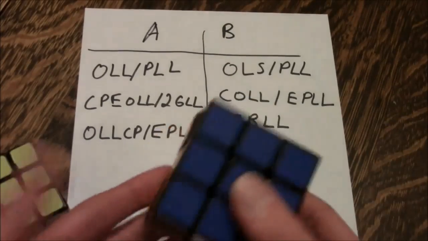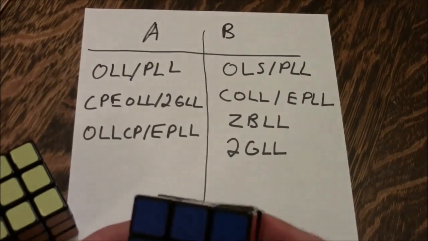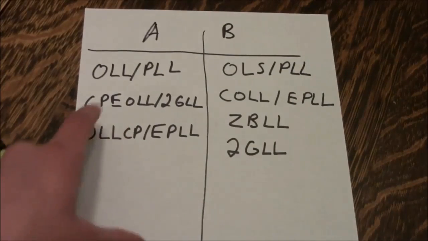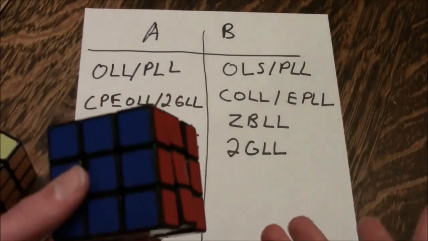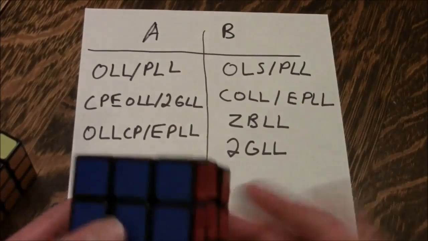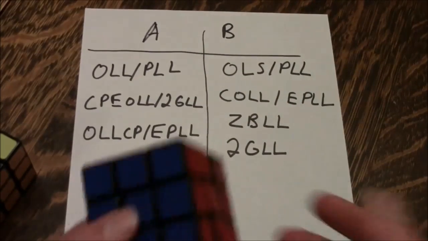One of the biggest advantages of this method, however, is the number of algs. The actual CPEOLL is just 15 algs, plus the 2GLL if you know it. So that's for the CPEOLL.